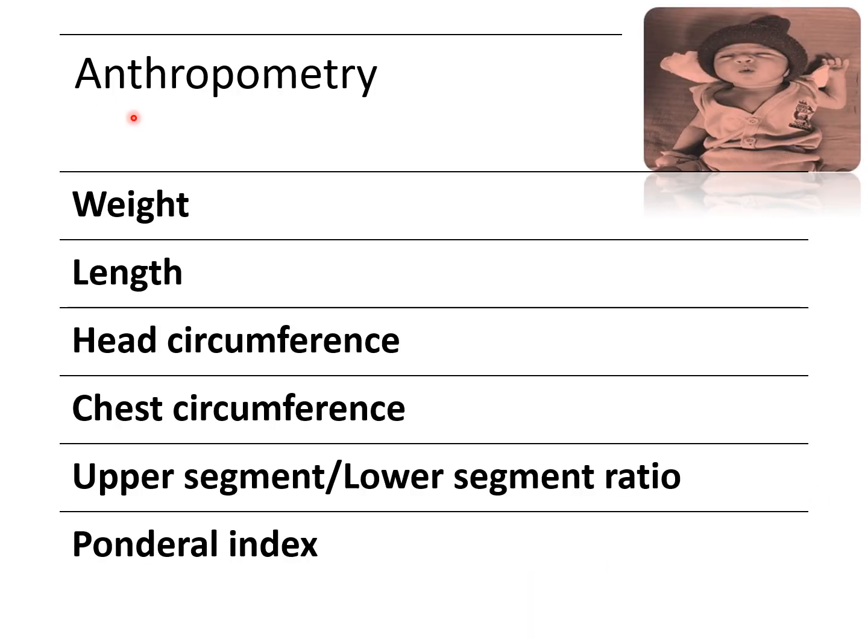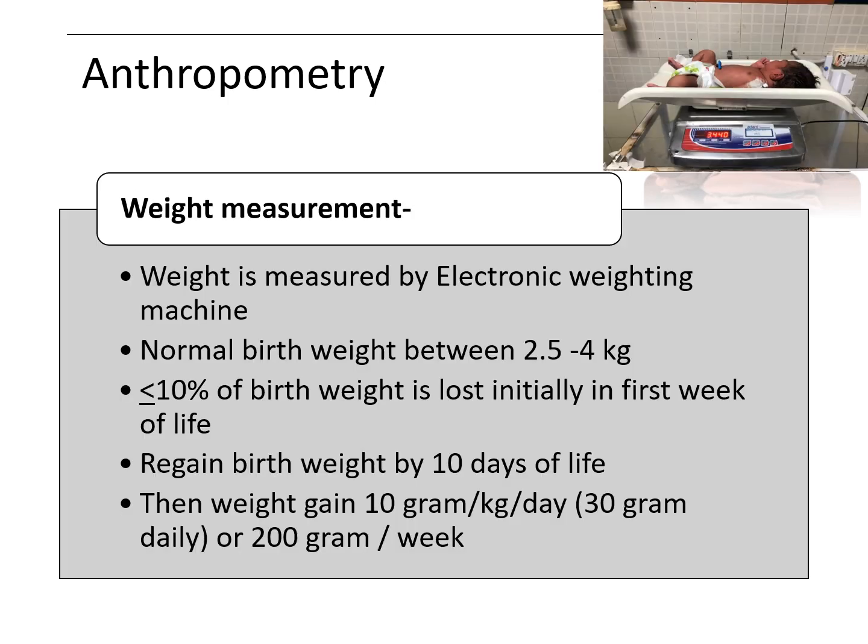Then anthropometry assessment in newborn. First we have to measure the weight, then length, then head circumference, chest circumference, then US-LS ratio, then ponderal index. So in the weight measurement, weight should be measured by the electronic weighing machine. Here in this image you can see this is electronic weighing machine.